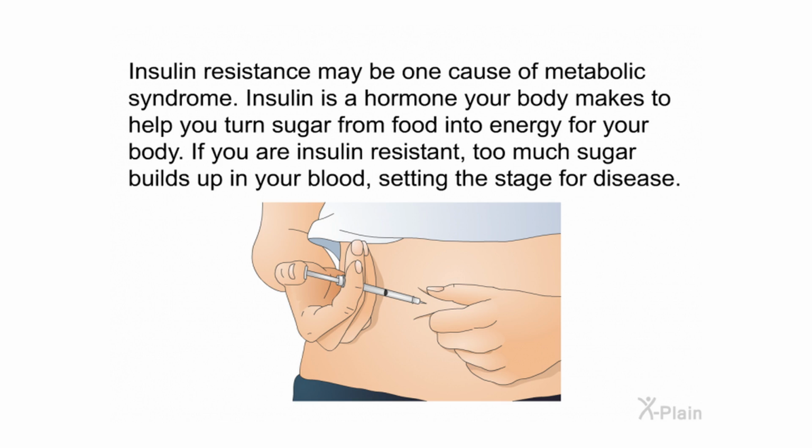Insulin resistance may be one cause of metabolic syndrome. Insulin is a hormone your body makes to help you turn sugar from food into energy for your body. If you are insulin resistant, too much sugar builds up in your blood, setting the stage for disease.